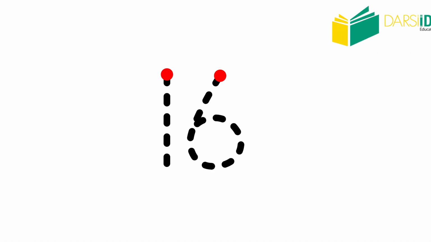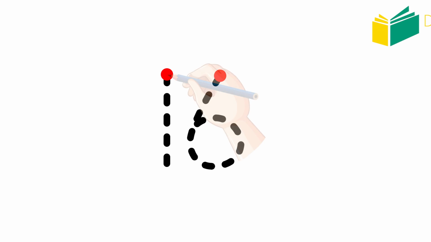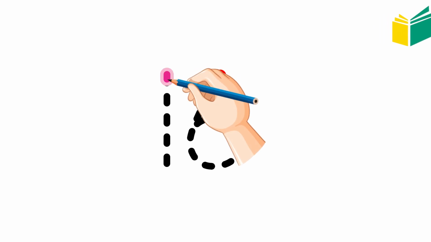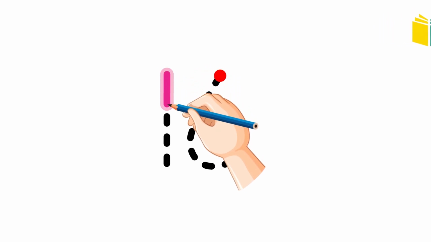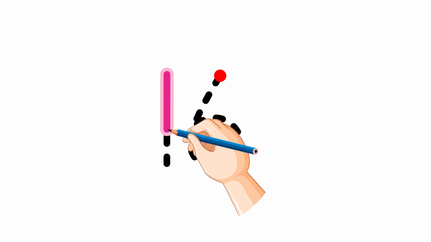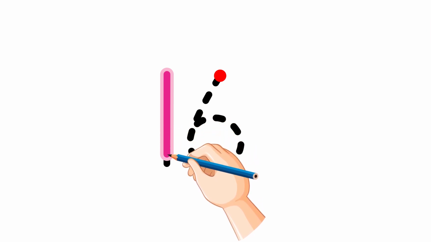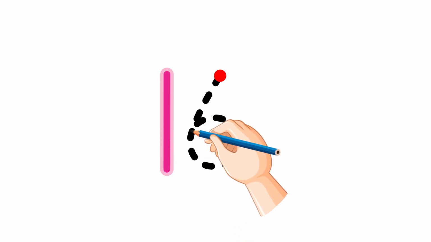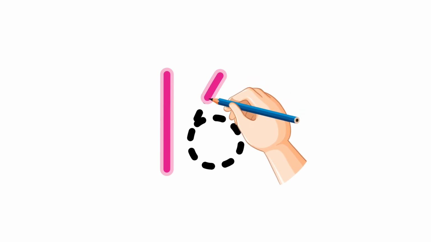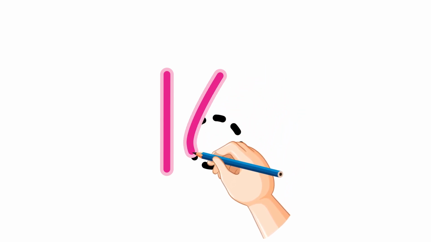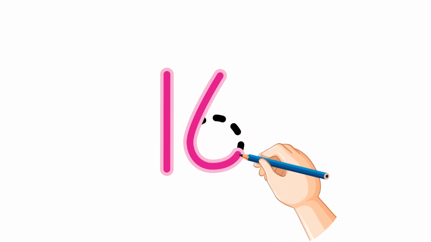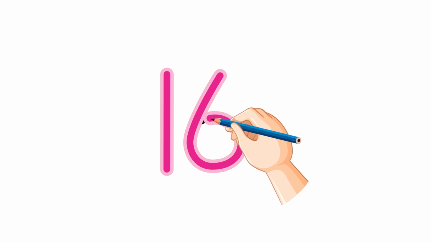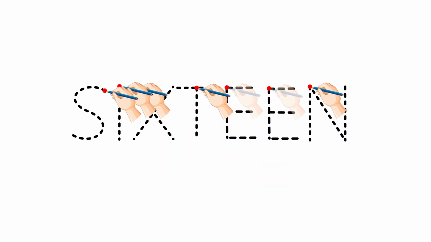Let's learn to write number 16. We can write it in numbers and in words. You can see the red dot. Place your pencil on red dot and move it on the other dots. It is very easy.